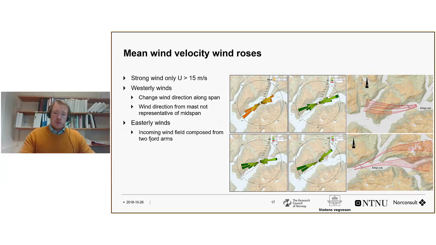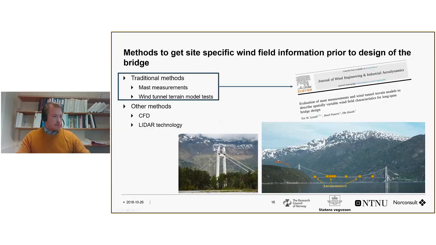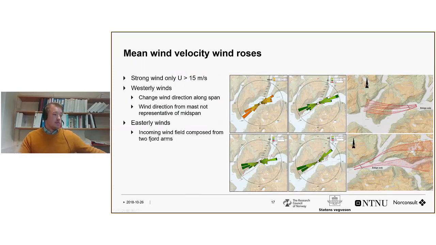So these are wind roses for the mean wind velocity. These are only considering strong winds above 15 meters per second. And the top left figure here is the mast measurements. This is the A1 sensor, which is the along-span anemometer in the south part of the span. The A6 is the mid-span sensor, and A8 is to the north of the span. And a couple of interesting observations can be made from these figures.